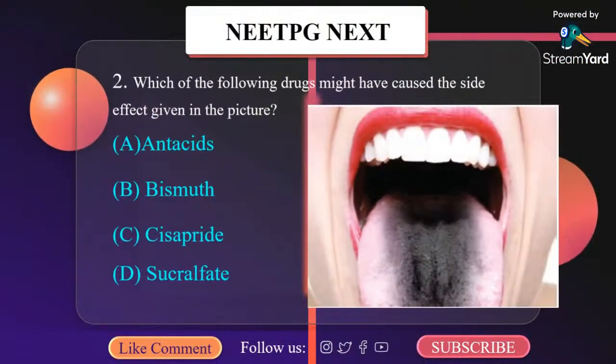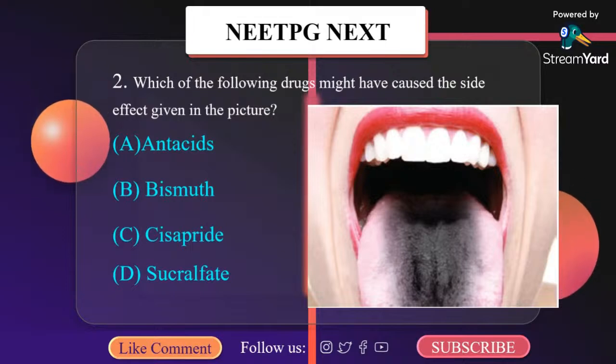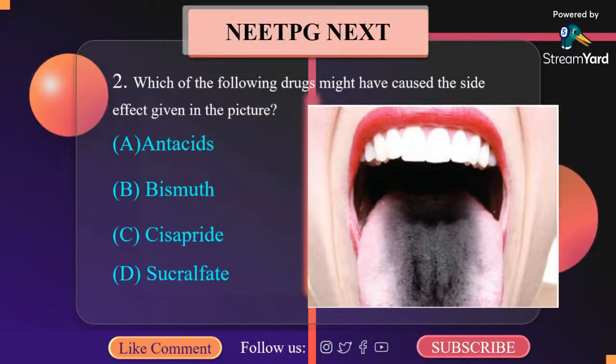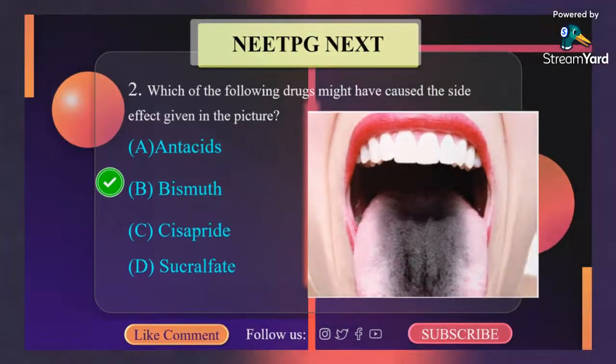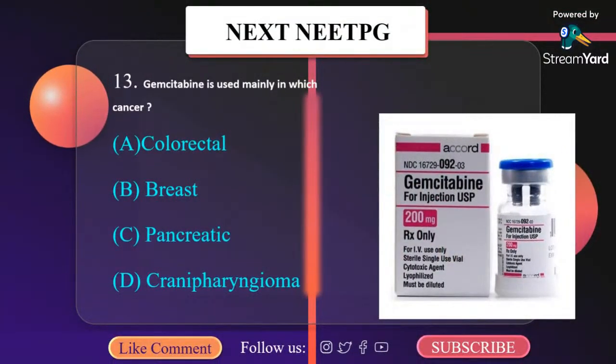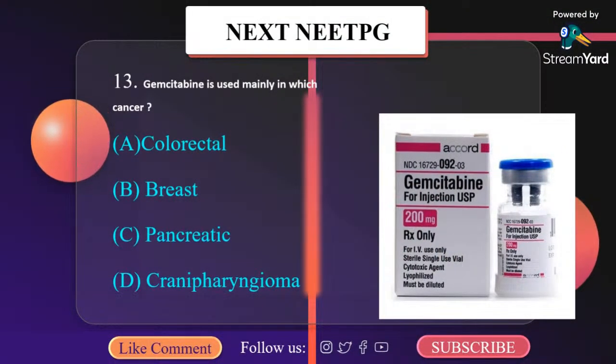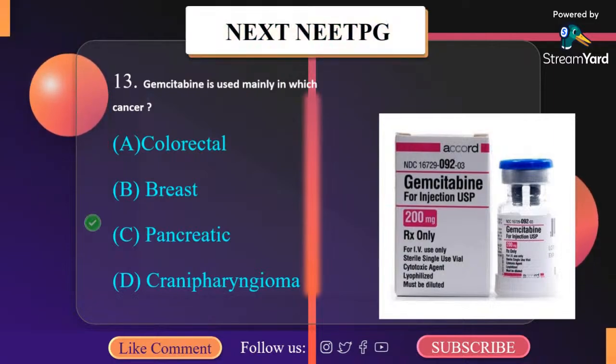Which of the following drugs might have caused the side effect given in the picture? A. Antacid, B. Bismuth, C. Cisapride, D. Sucralfate. It is bismuth. Gemcitabine is used mainly in which cancer? A. Colorectal, B. Breast, C. Pancreatic, D. Craniopharyngioma. It is pancreatic.